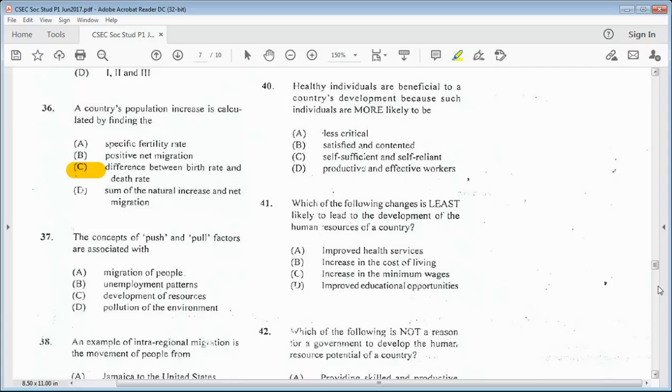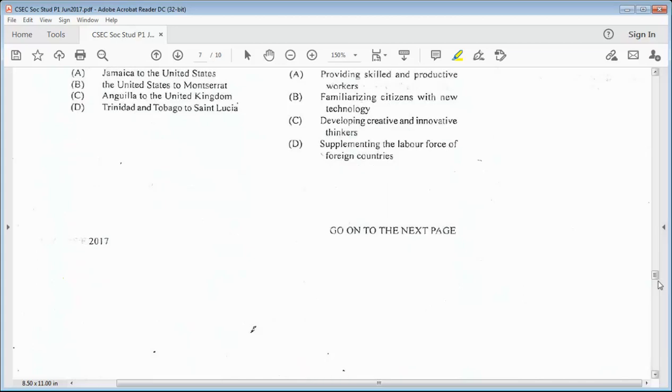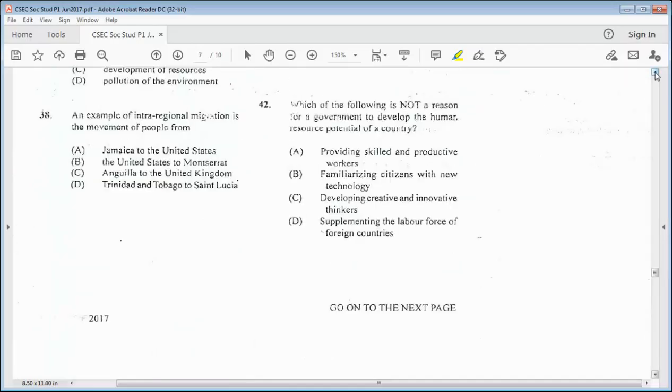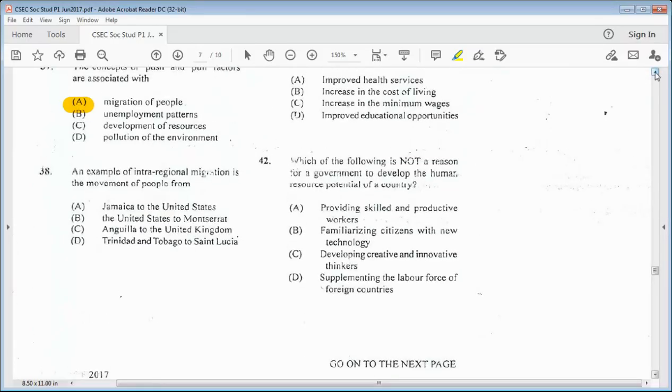The concept of push and pull factors are associated with A, migration of people, B, unemployment patterns, C, development of resources, or D, pollution of the environment. So our answer would be push and pull factors. We know they have to do with migration. This is an easy one. So our answer would be A, migration of people. Let's go on to number 38.